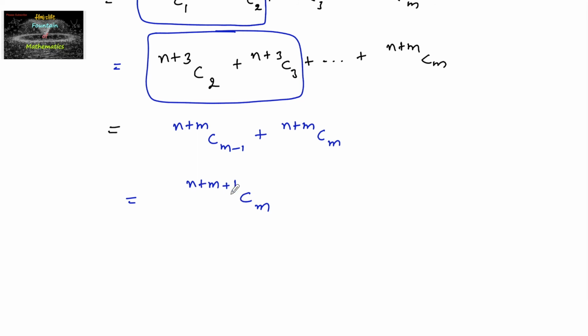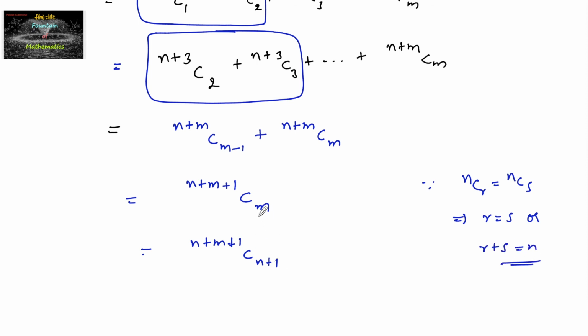So n plus m plus 1 C m can also be written as n plus m plus 1 C n plus 1, since we know that n C r is equal to n C s, which implies either r is equal to s or we can write r plus s is equal to n. So here m plus n plus 1 is the same as here n plus m plus 1, so we can write n plus m plus 1 C m can also be given as n plus m plus 1 C n plus 1. So we can give this as the answer.